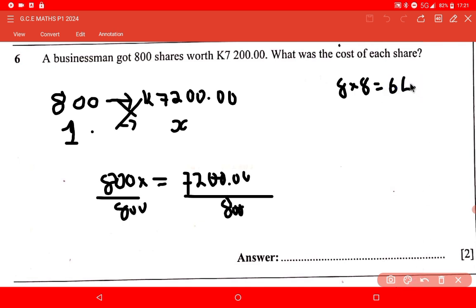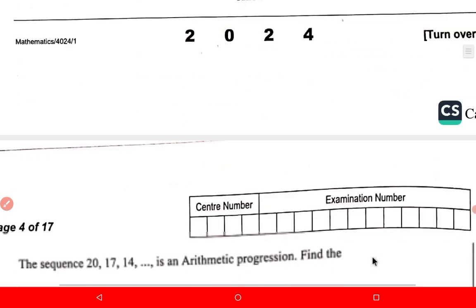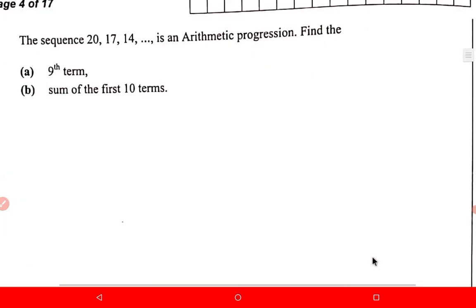Because this is paper 1, you're not using calculators. So if you add another 8 here, this will give you 72. So this tells you that 8 can go into 72 9 times. This means that one share was only costing 9 kwacha. And that was question 6. You're done.